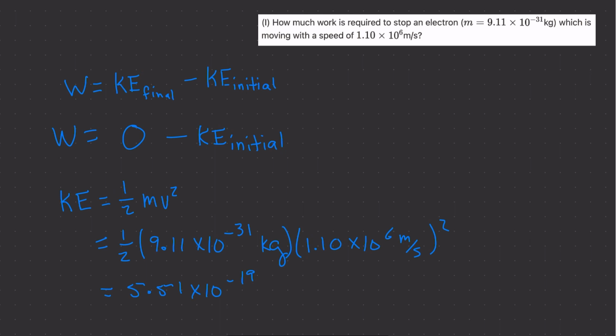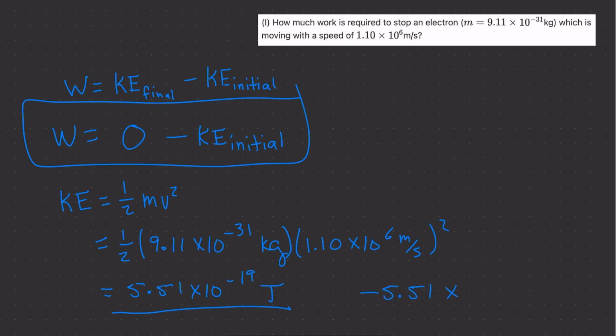All right, so kilograms times meters squared per second squared should give you joules. Okay, that's going to end up being, if you want to look at it that way, newtons times meters, which is exactly what we need in order to have some work. And so what we're going to see is that our initial kinetic energy was this many joules. All right, and we know from the work energy principle that the work done to bring the electron down to 0 meters per second is just going to be the 0 minus that amount. So the answer is just going to be negative 5.51 times 10 to the negative 19 joules.